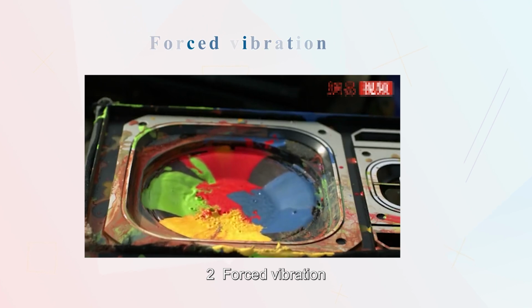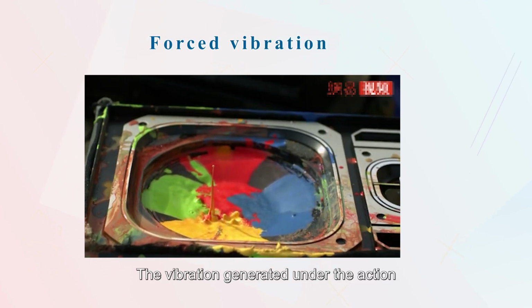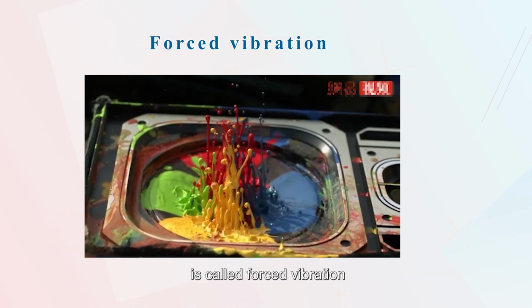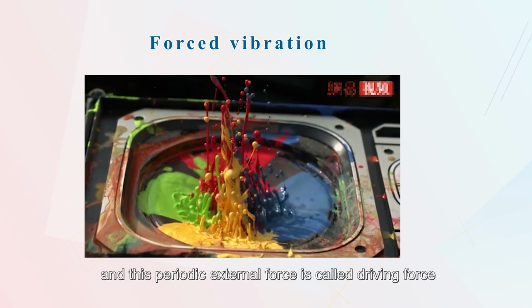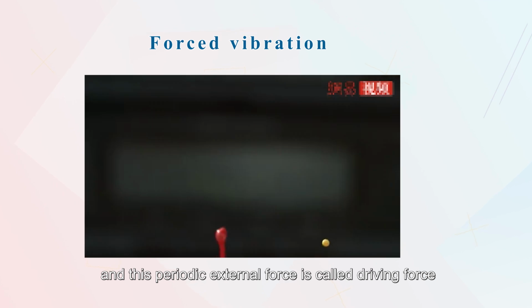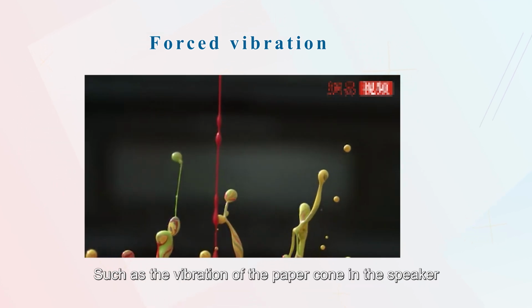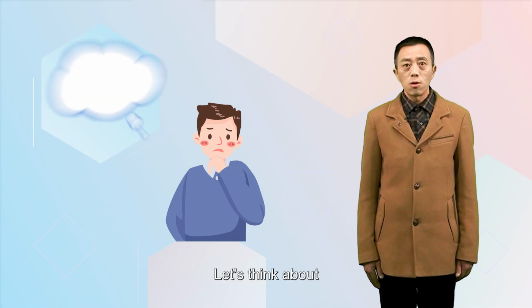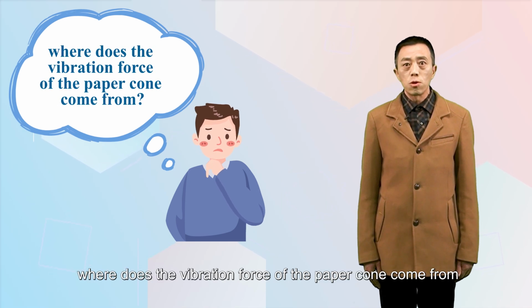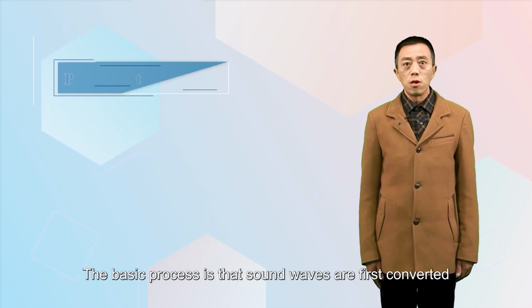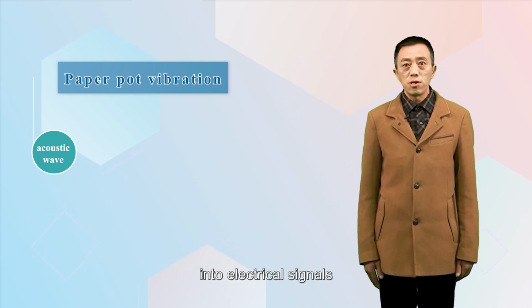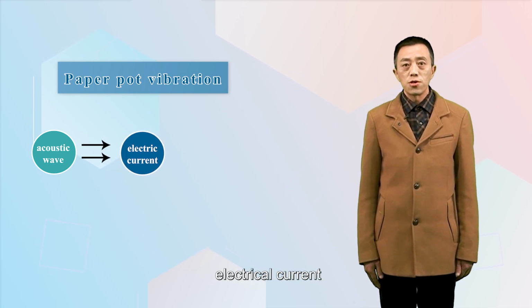2. Forced vibration. The vibration generated under the action of a periodic external force is called forced vibration, and this periodic external force is called the driving force, such as the vibration of the paper cone in the speaker. Let's think about where the vibration force of the paper cone comes from. The basic process is that sound waves are first converted into electrical signals, that is, electrical current.